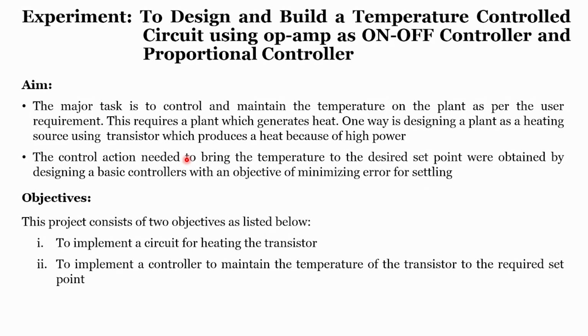The objectives in this case are, first, to implement a circuit for heating the transistor, that is the major thing. We will also see how we implement a controller to maintain the temperature of the transistor at a required set point. Got the point? When I say required set point, we will always think of 50 degrees as my set point. I always have to maintain the temperature of the plant at 50 degrees or 100 degrees.